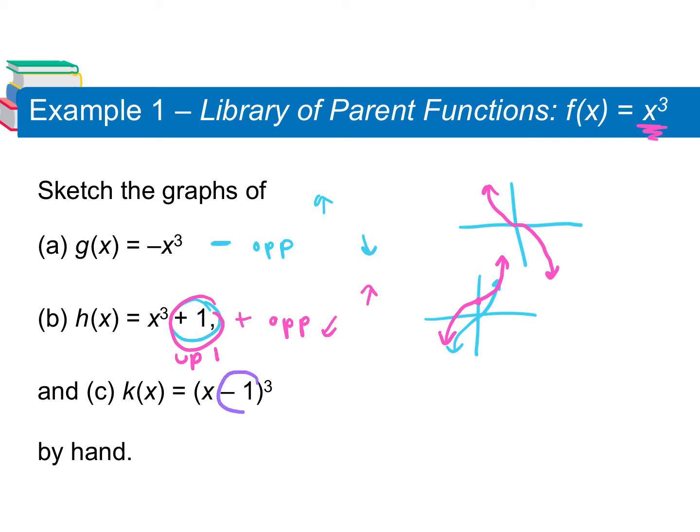In C, what does this minus 1 on the inside do? Shifts it to the right 1. So we would take our parent function graph. It's positive, and it's x cubed, so that's our parent function, and we just shift it to the right 1. So it would look like that.